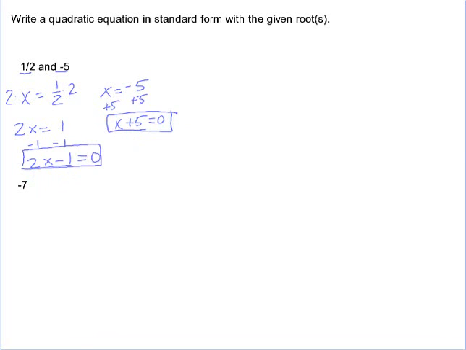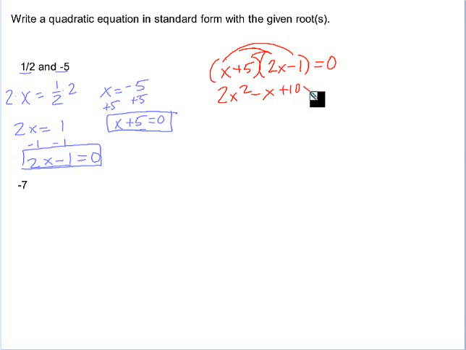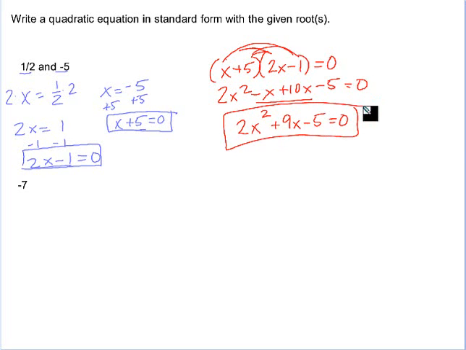So now I take those two equations, x plus 5, and I multiply it by 2x minus 1. And when I multiply those two, that should still give me 0. And multiplying these two, that's just foiling or double distributing. So x times 2x is 2x squared. X times -1 is -x. 5 times 2x is plus 10x. 5 times -1 is minus 5. Combine like terms. So 2x squared plus 9x minus 5 is equal to 0. So there is our quadratic equation in standard form when we have the roots 1/2 and -5.